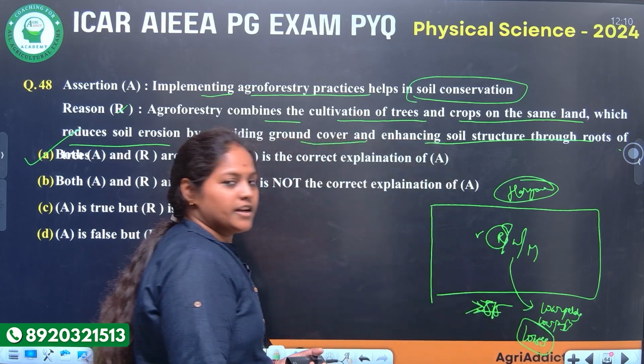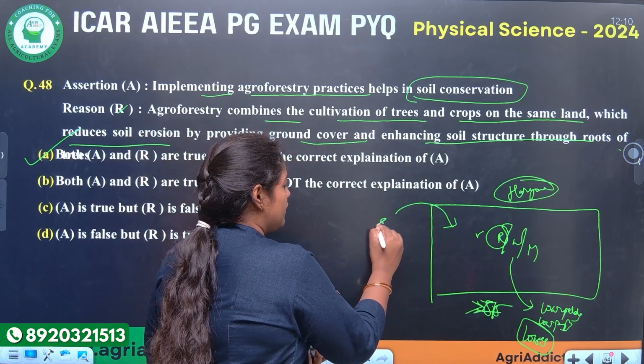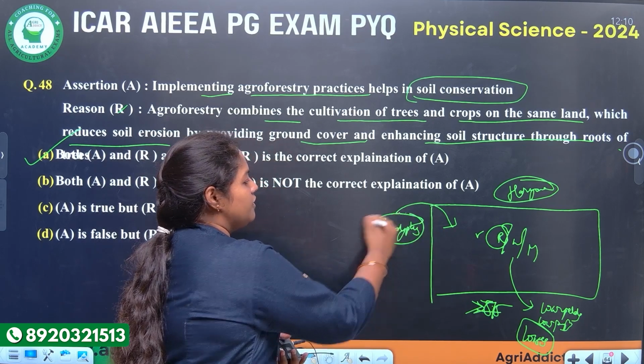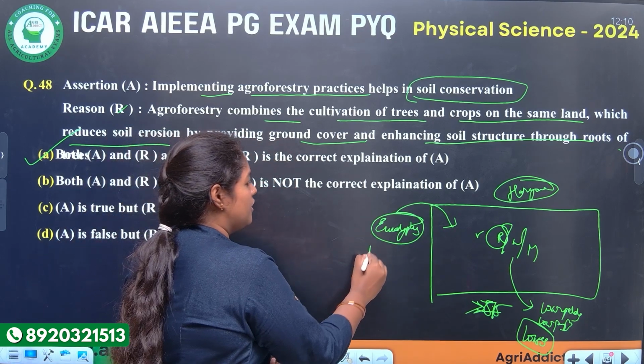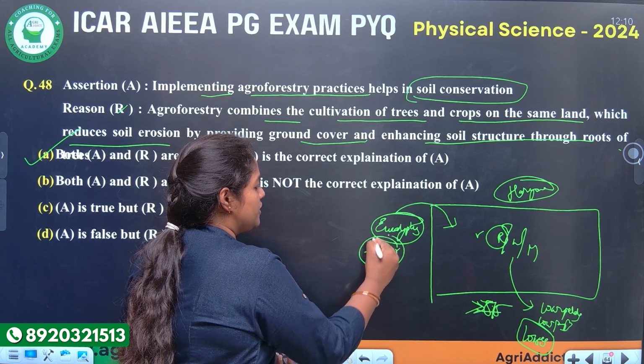So what our scientists did is, they introduced eucalyptus trees. Eucalyptus tree is a forest species. It is also related to agroforestry, right? Forest species.